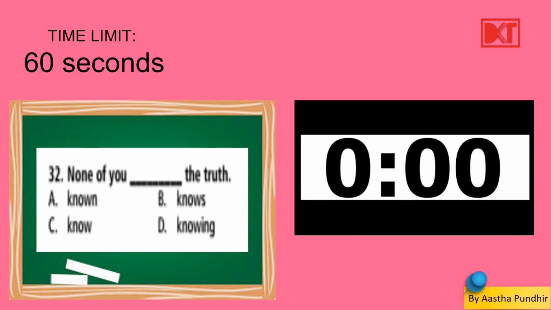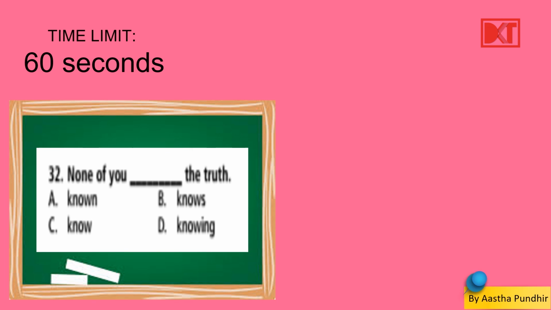None of you dash the truth. Known the truth, knows the truth, know the truth, or knowing the truth. So here we're talking about a singular person or a plural. We're talking about a singular person, that not even one person from you, like none of you knows the truth. Others you see: known is the V3 form, know is the infinitive form, knowing is the verb plus ing form.